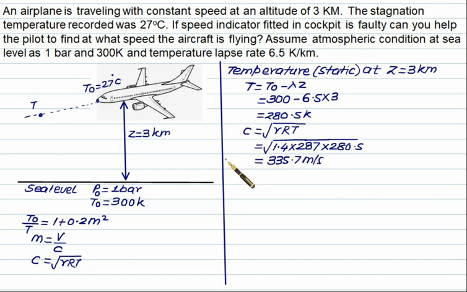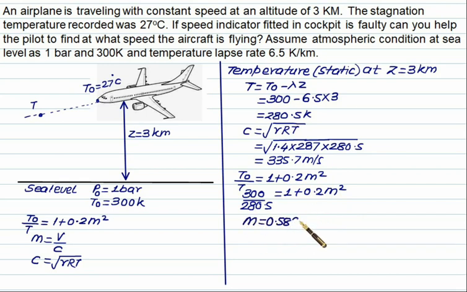Now we know the velocity of sound here. This time we'll apply this equation, that is the ratio of stagnation temperature to static temperature equal to 1 plus gamma minus 1 by 2 Mach number square. So we have T0 divided by T equal to 1 plus 0.2 into Mach number square. We have stagnation temperature equal to 300. We have static temperature T equal to 280.5, so 300 by 280.5 equal to 1 plus 0.2 into Mach number square. If we solve this, we will get Mach number equal to 0.589.